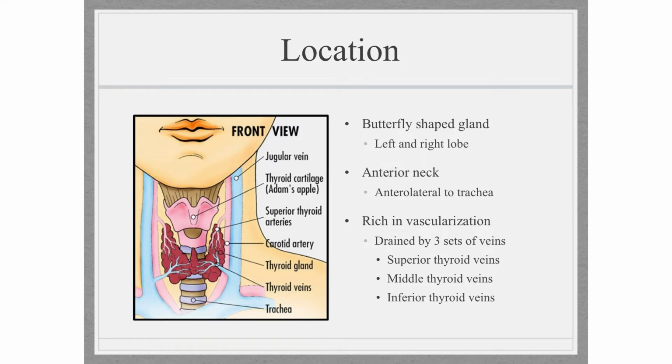Because the thyroid is making hormone and also receiving hormones from higher brain centers, it's important that it have vascularization, have a blood supply. It receives blood through the superior thyroid arteries, and it is drained of blood by 3 sets of veins, the superior, middle, and inferior thyroid veins, which carry thyroid hormone from the thyroid to the rest of the body, where that thyroid hormone can bind and have an effect.